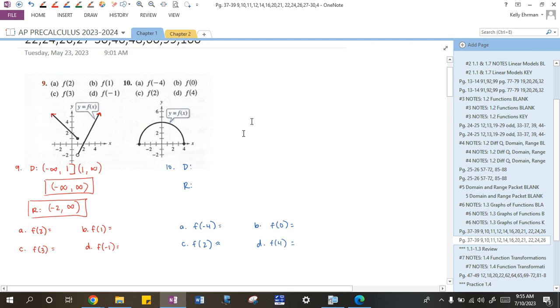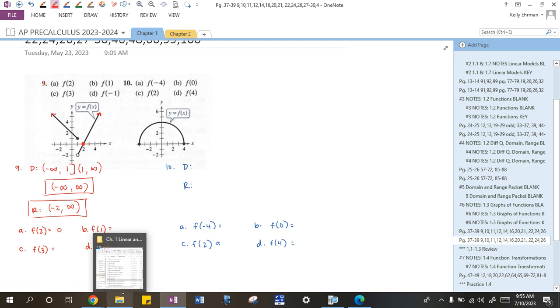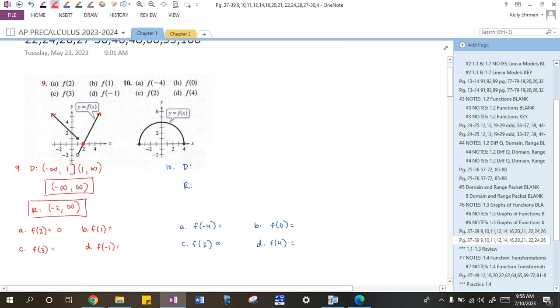And then function values for this one. Remember, if you have an equation, f of 2 means plug in 2 for the x and get a value. On a graph, it means when x is 2, what is y? So when x is 2, y is 0, function value is 0. To the right, f of 1, when x is 1, the function value is 1. When x is 3, now for this one, we're going to have to do a little bit of work. When x is 3, does it look like 1? Does it look like something else?